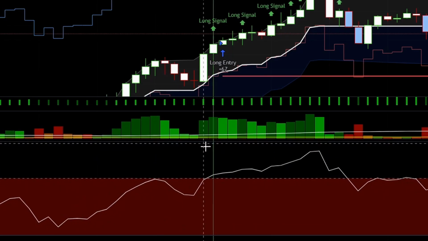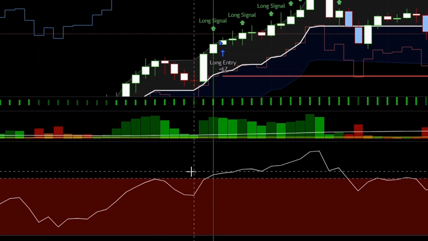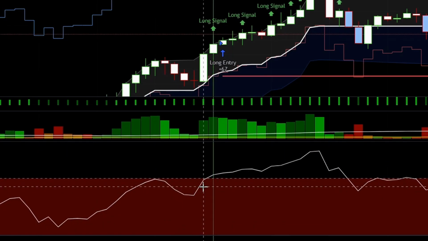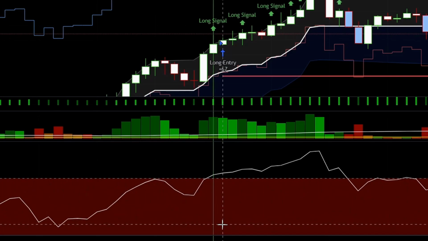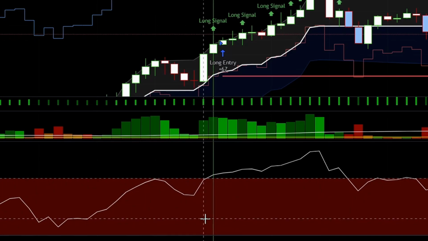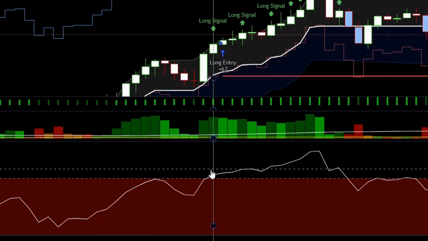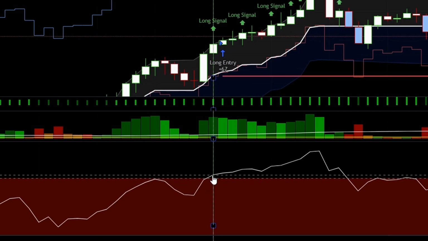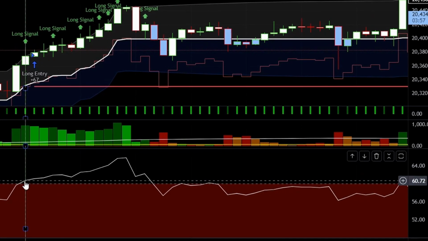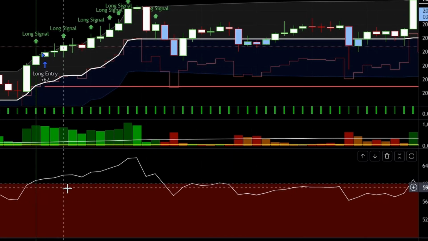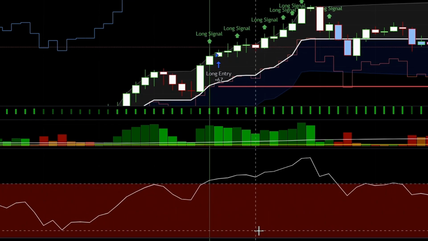And now the RSI, which we'll use somewhat differently than traders normally use it. Usually they want to enter into a long when the RSI is low, so at an oversold value, but we want to enter into a long position when the RSI gets above the 60 level, which occurred right here. On the entry signal candle, the RSI is around 60.72, and this red area is everything below 60.